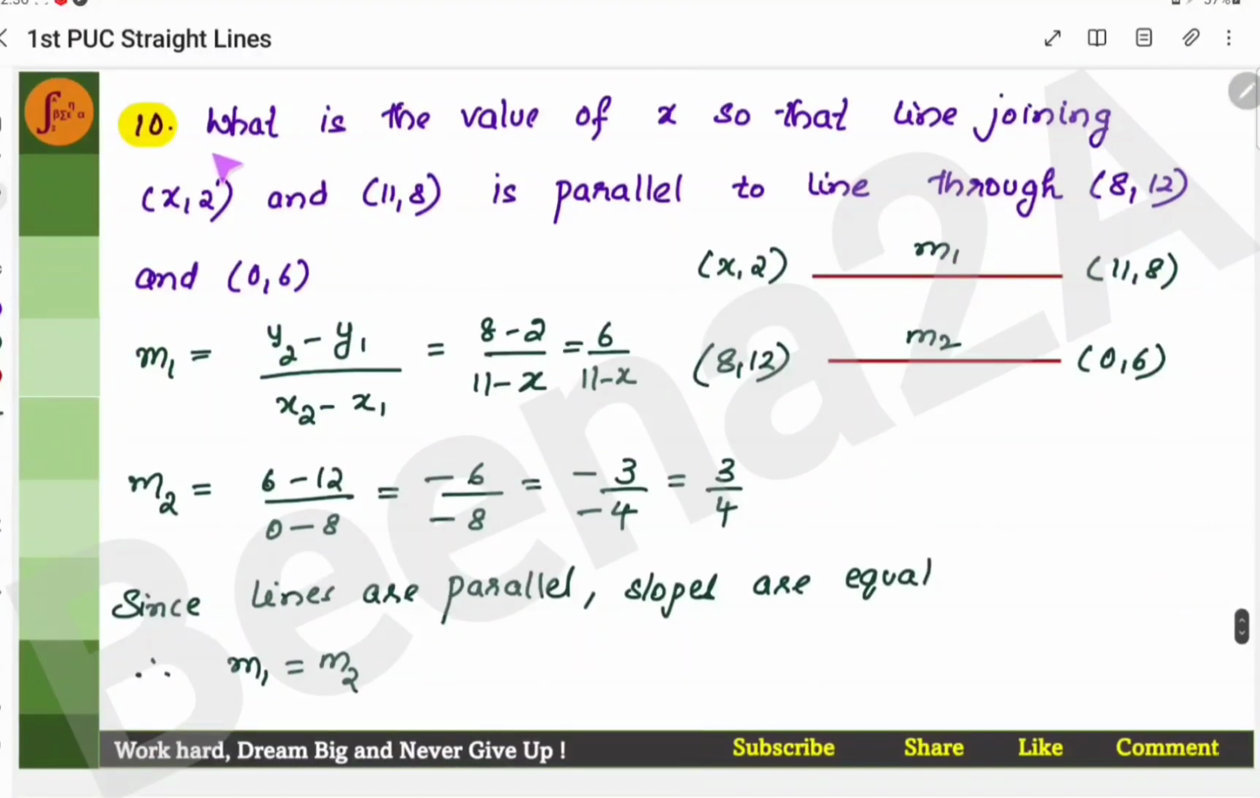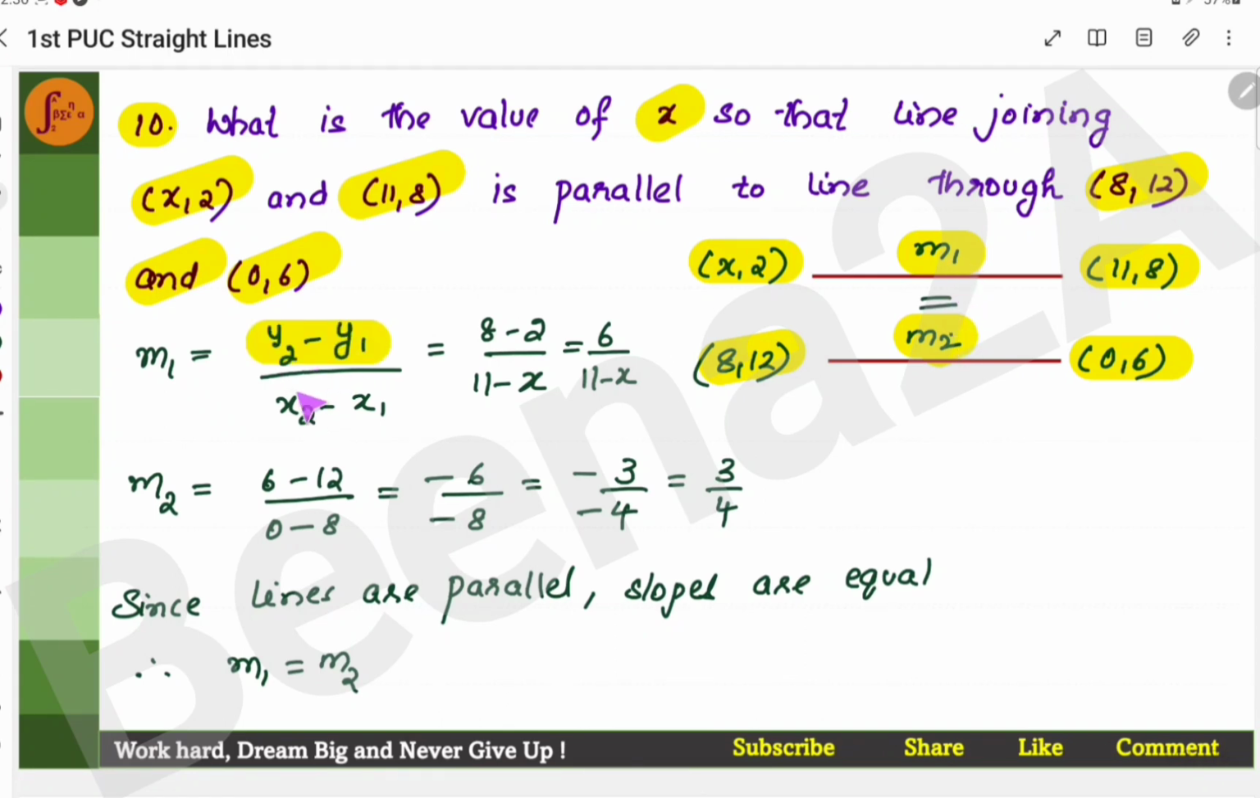Now, let's take another problem. What is the value of x so that the line joining these two points is parallel to the line joining these two points? So you have two lines, right? One with x comma 2 and 11 comma 8. The other line is with 8 comma 12 and 0 comma 6. It is told that these lines are parallel. If it is parallel, it means slopes will be equal, right? M1 will be equal to M2.